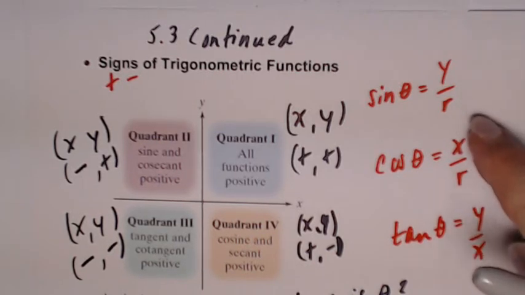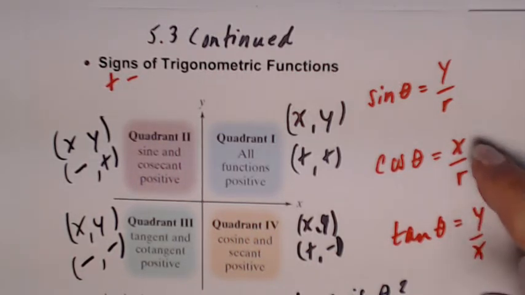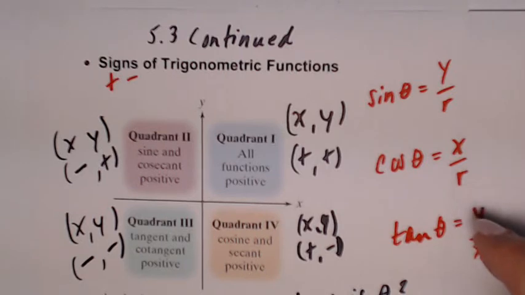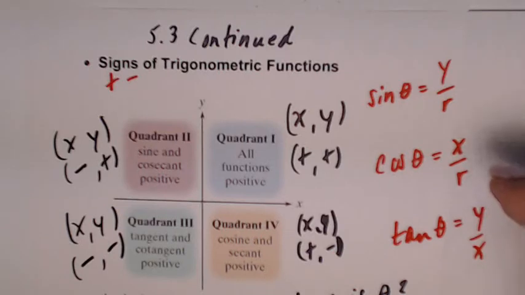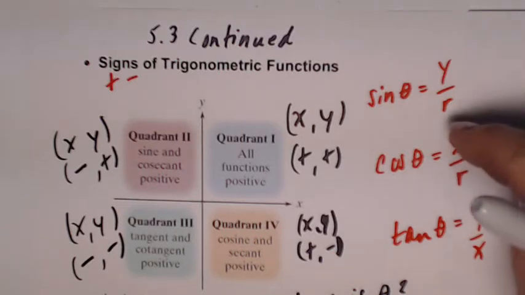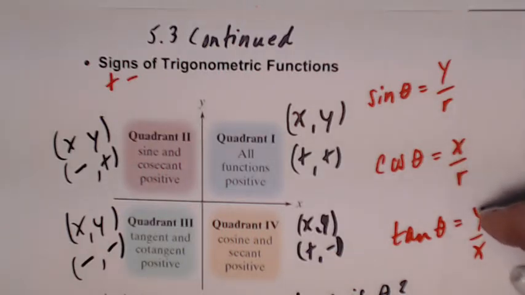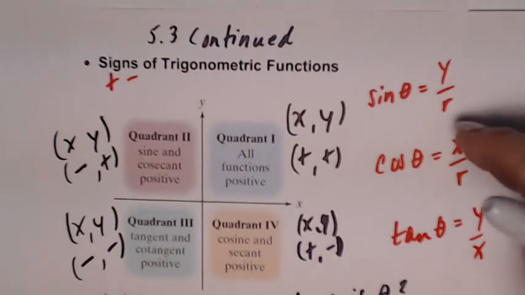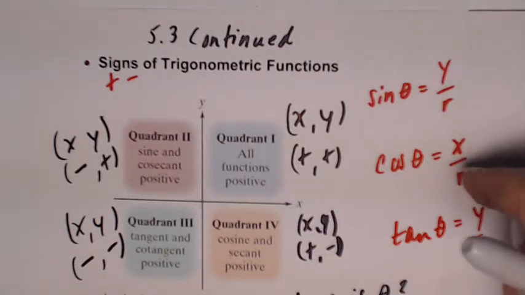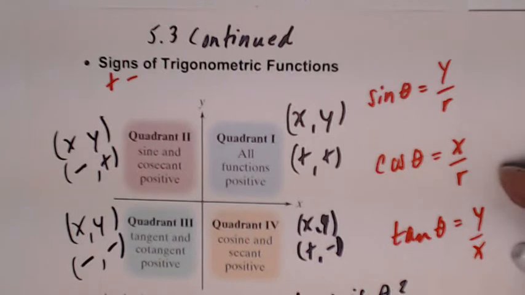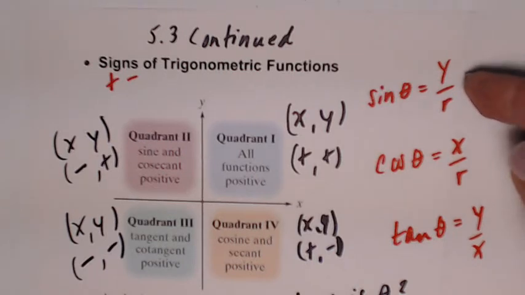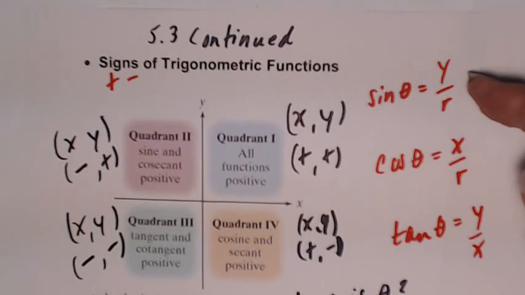In regards to r, r is the length of our hypotenuse, or in terms of a circle, it's the length of our radius. So r is a distance, and r will always be a positive quantity. So r isn't going to be taken under consideration in our discussion of positive and negative trig functions because it's always positive.